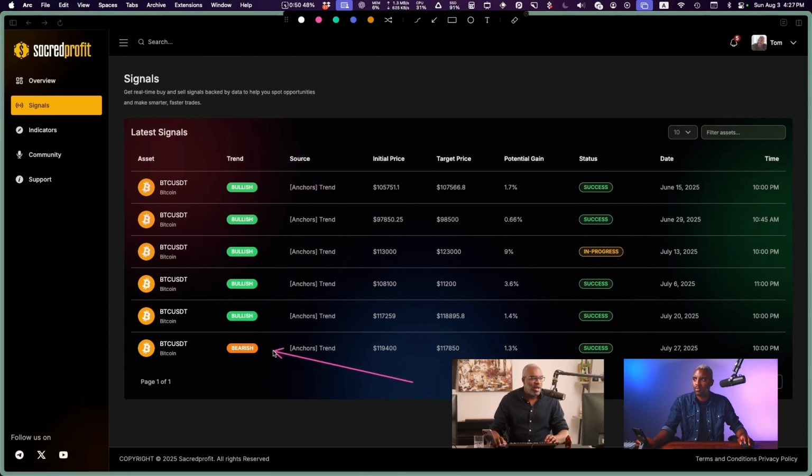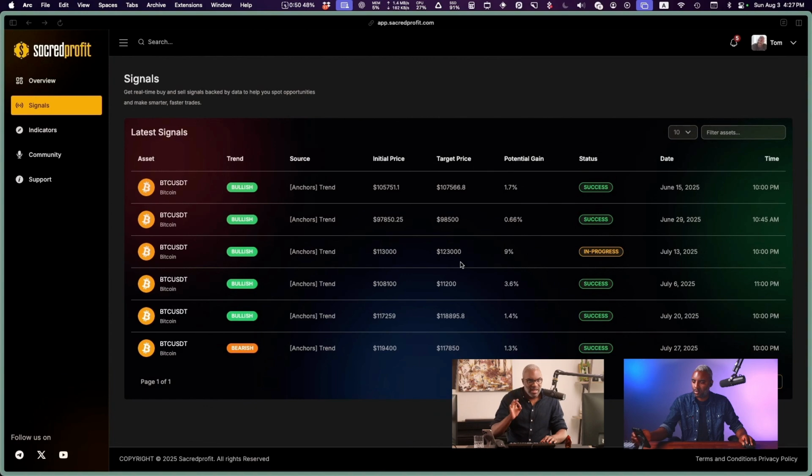And so the last trend that I put out was on July 27th, so last Sunday, and we were in a bearish trend. That's what I had put out. We're in a bearish trend. We're likely to move from 119 to 117, and that's exactly what happened. Total success rate. So these are trend signals. So far, all the trend signals have been perfect.